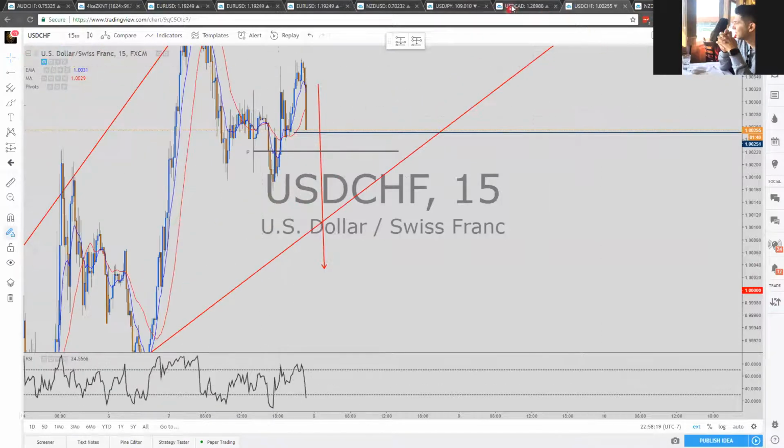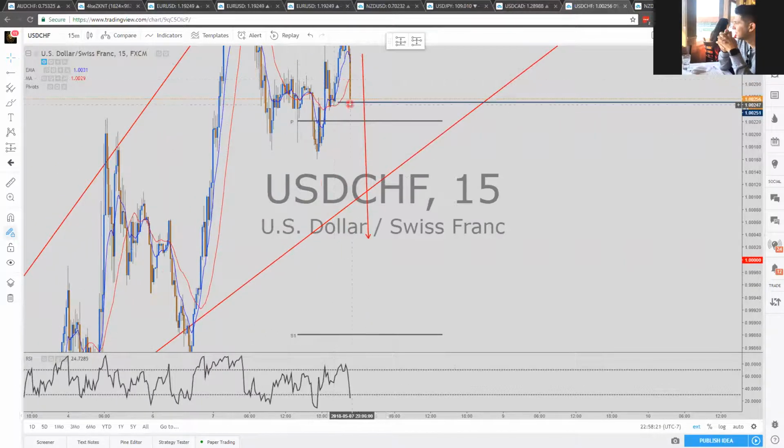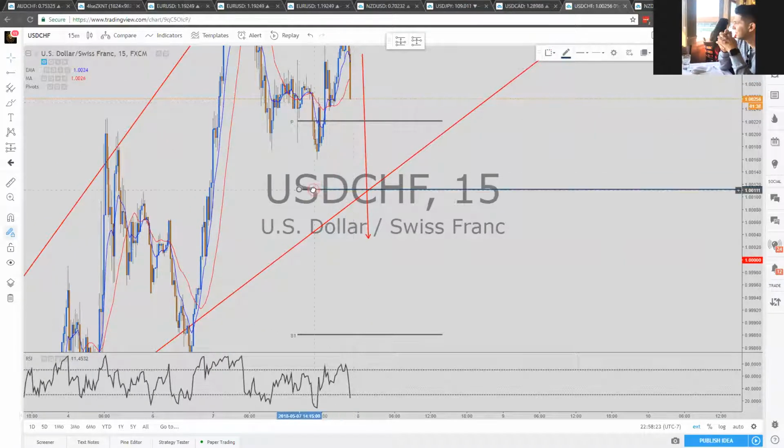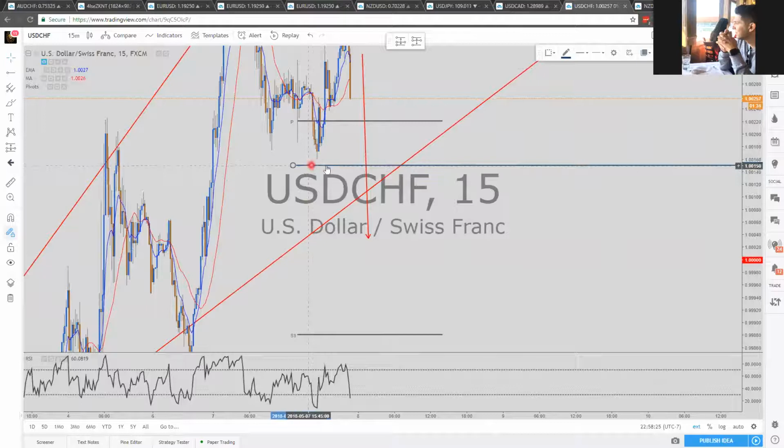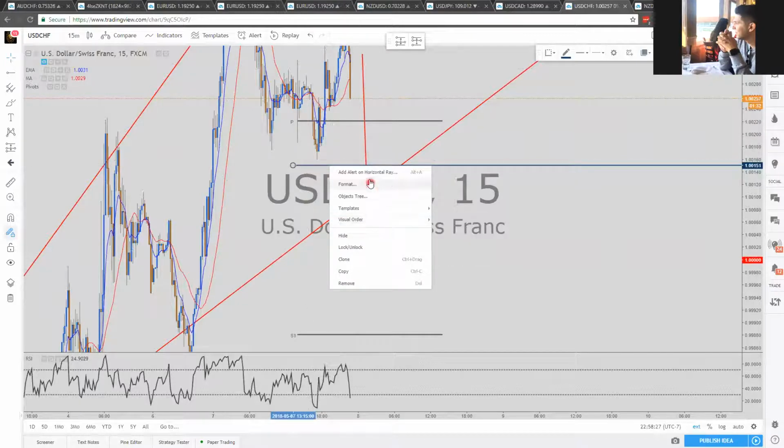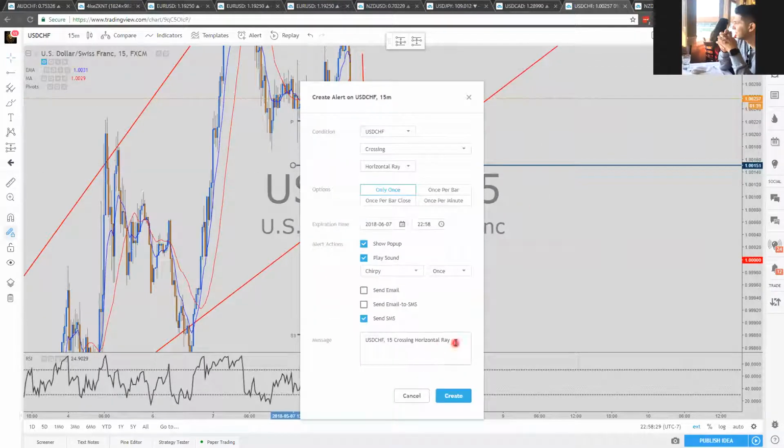So this one's not a signal just yet. I would wait for this one. I'm actually going to adjust this and put it here to get ready for a sell signal potentially.